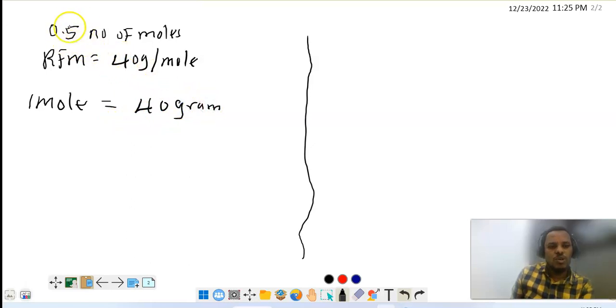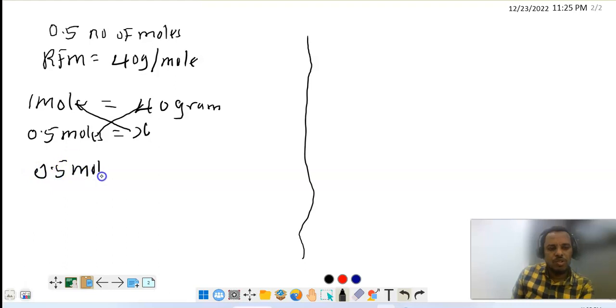So what about 0.5 moles? You will write this side, 0.5 moles. How many grams will it be equal to? We don't know. Then we get the mass from there. Then we do cross multiplication. This is what will happen: 0.5 moles times, we multiply 40 gram, then we divide by 1 mole.